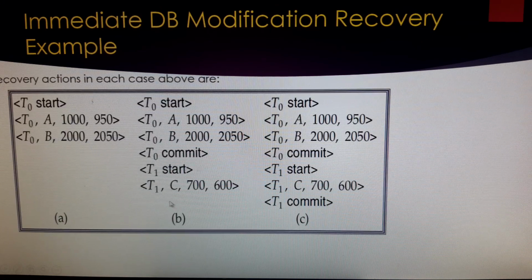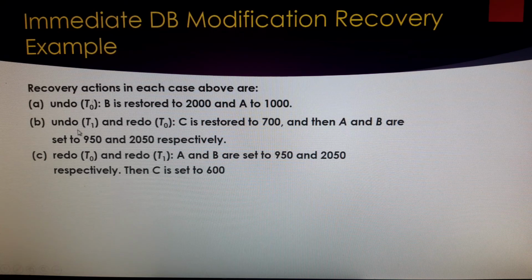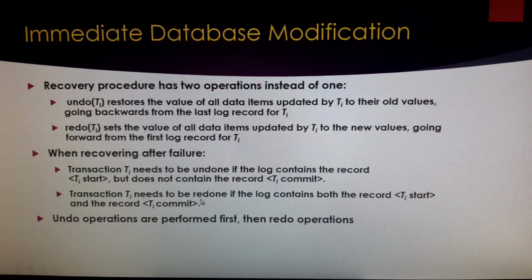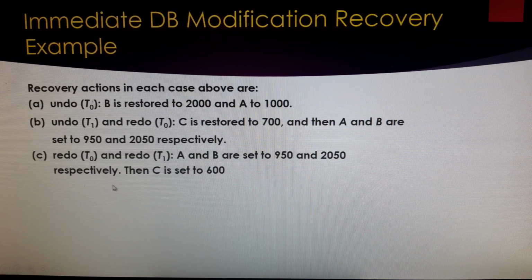And go to the second situation. Here T0 is committed and T1 is not yet committed. T0 commit means the commit statement is there. Then what do we have to do? Redo of the T0 transaction. So you are going to execute the redo of T0. Then for T1, there is no commit. No commit means you have to execute the undo operation. So you are going to execute the undo of T1. So you are going to execute redo of T0, undo of T1.